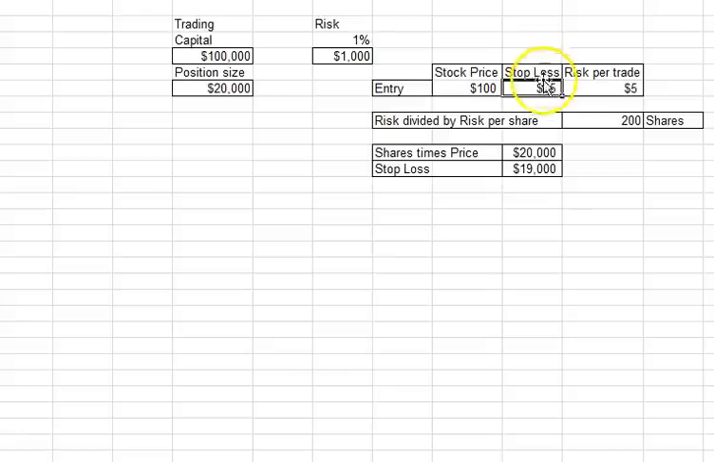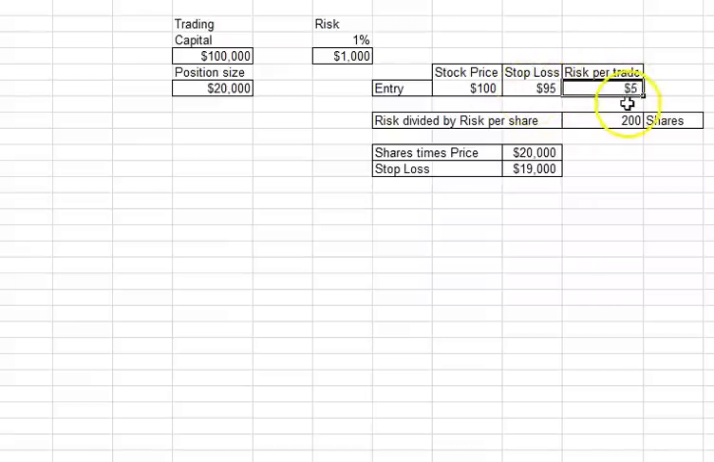Your stop loss is where the trade is wrong. Stop loss is really determining your risk inside of a trade. This is what determines the risk side of your risk reward ratio. You have to have a stop loss, so you're not leaving your downside open. You're closing it at this price. So let's say $95. $95 is your stop loss.